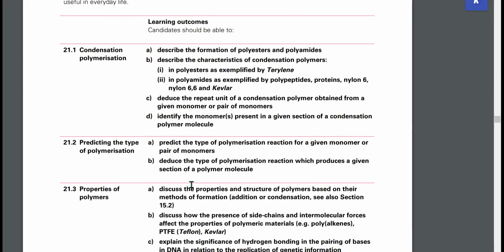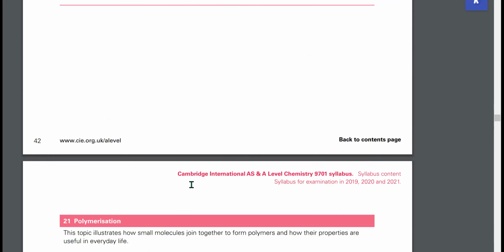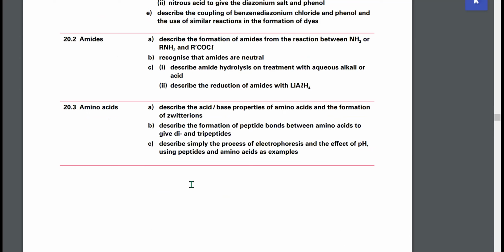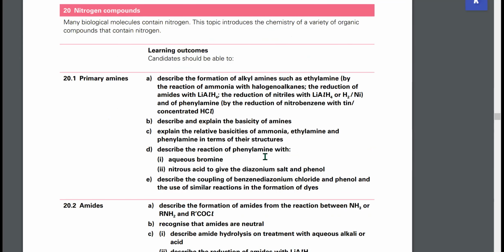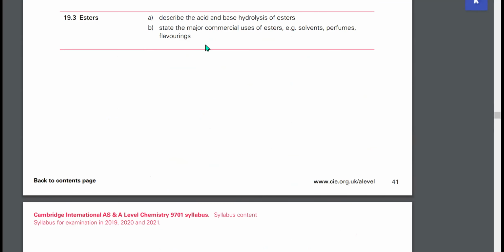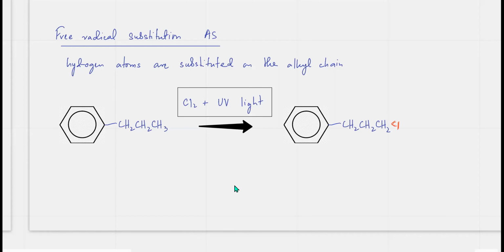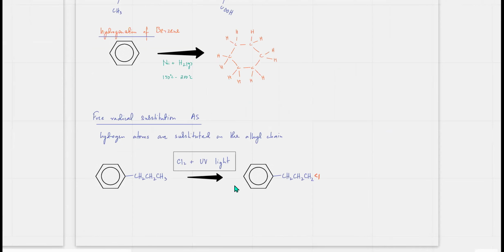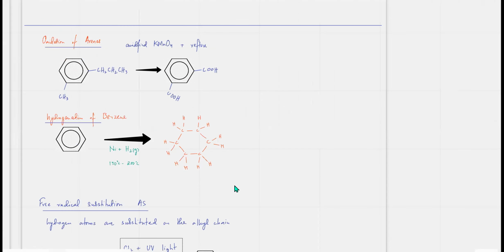That's polymerization. Let me just go through this one. Phenylamine with bromine with nitrous acid to give, we did the reaction with bromine. We did that. We're done with benzene reactions. The next thing. Okay, just remember electrophilic substitution. These are the few reactions right at the end. Hydrogenation of benzene and the oxidation of arenes.